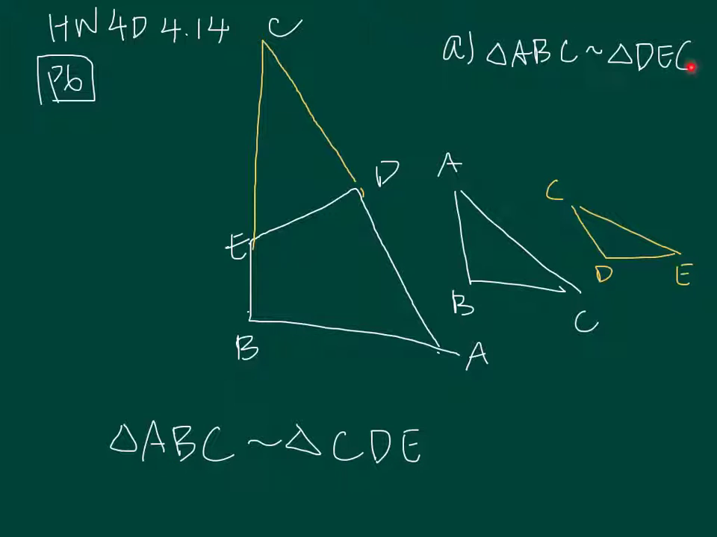If you write the sentence like this, this tells us that vertex A corresponds to D, which doesn't work, because D and A are not corresponding vertices. Therefore, part A is wrong. So you put incorrect. That's how you think about this problem.